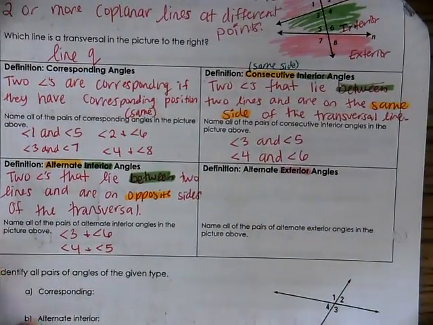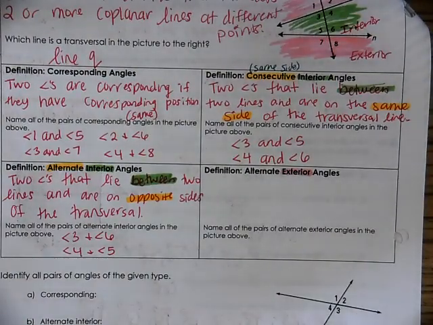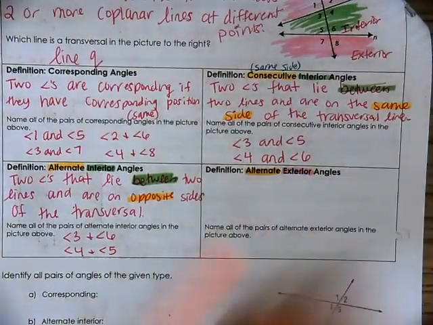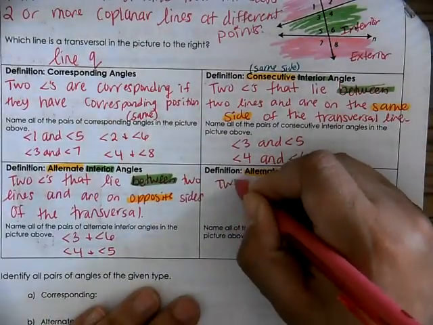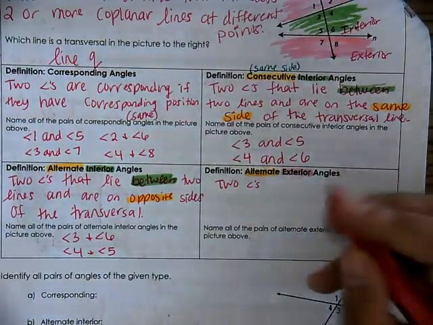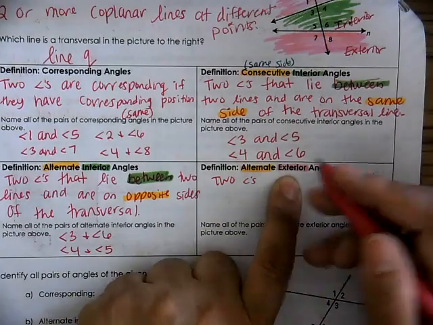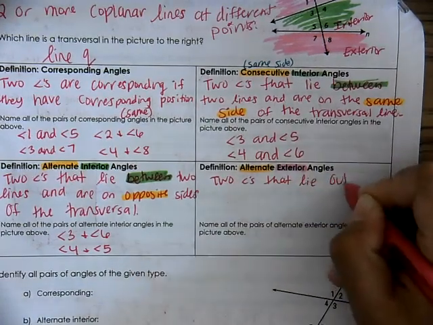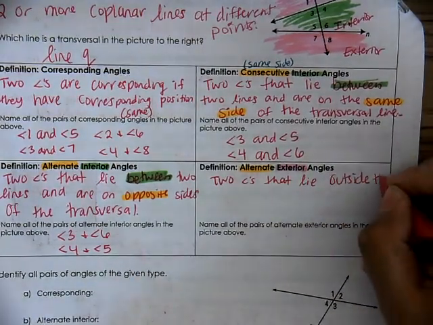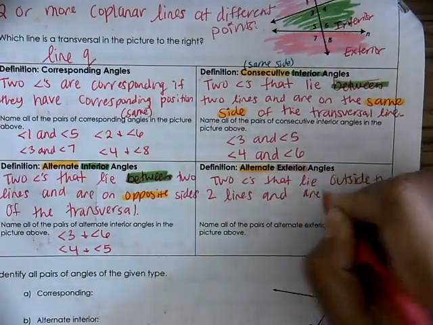And then finally, our last ones are called alternate exterior angles. Again, I'll highlight alternate in orange, and then we'll write the word opposite in the definition here, and I'll highlight those parts. 2 angles, again, that lie, but we have 2 things. We have to say that they're on the outside this time. They're not in between anymore, because these are exterior. So we want to say 2 angles that lie outside the 2 lines and are on opposite sides of the transversal.